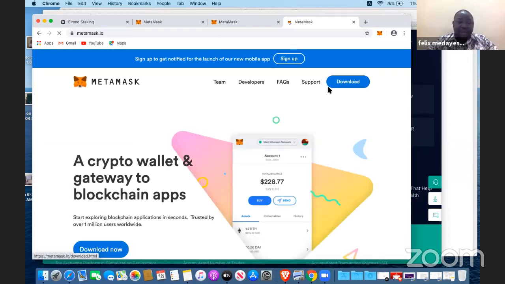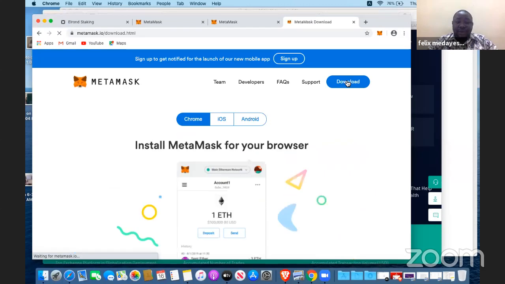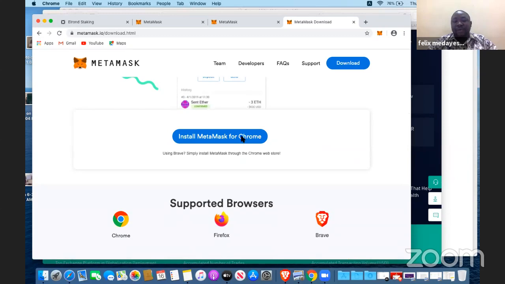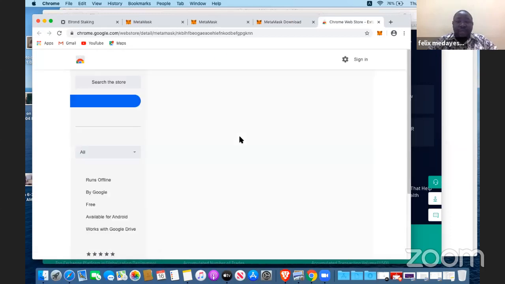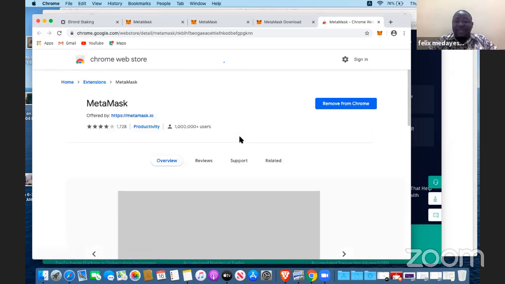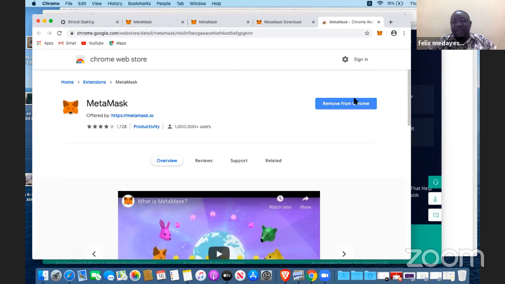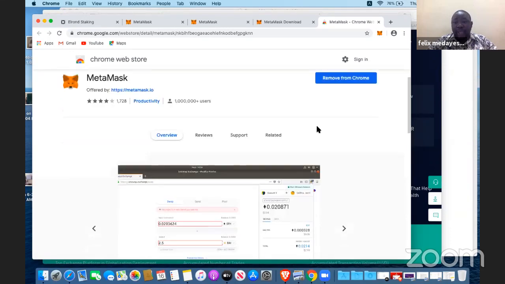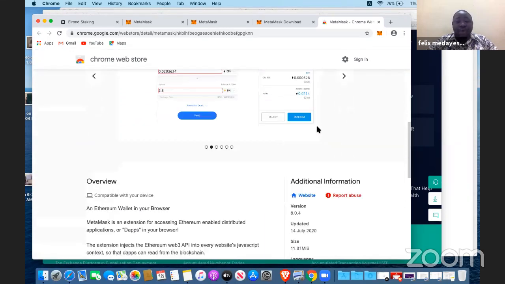I'm not downloading because, when you click on download, it asks whether you are restoring or registering, and it's going to ask you to install MetaMask for Chrome. So you're going to see the option to install for Chrome. In my own case, it's asking me to remove, because I already have it. In your own case, it's going to say install, or install to Chrome extension.